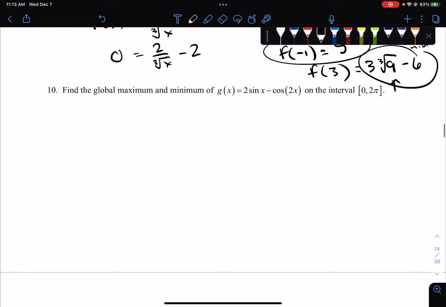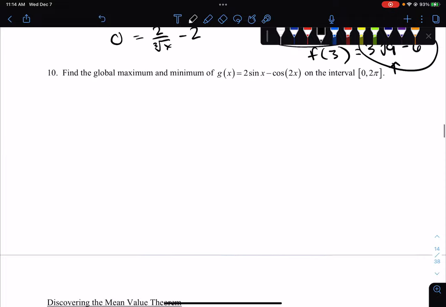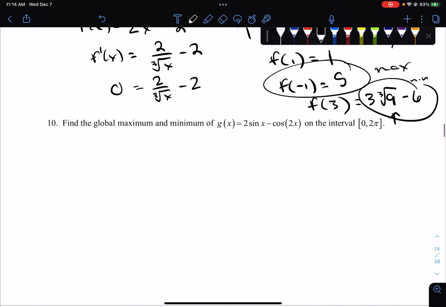Okay. All right. Number 10. I know this is dragging on. Lots of examples. You can fast forward when you need to. It's not fun to watch other people do algebra, right?